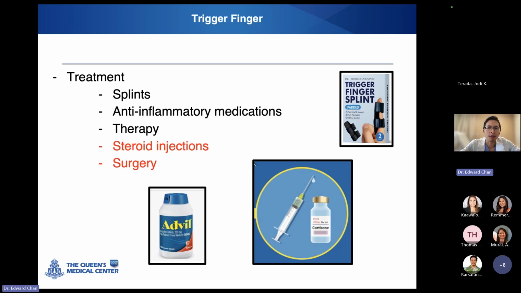And then some people ask about therapy. I'm a big fan of hand therapy. It's like physical therapy. Some people are more used to that term, but we call it hand therapy or occupational therapy that focuses on the hand. I'm a big fan of hand therapy for a lot of conditions, but this is one condition where it just doesn't seem to be that helpful.